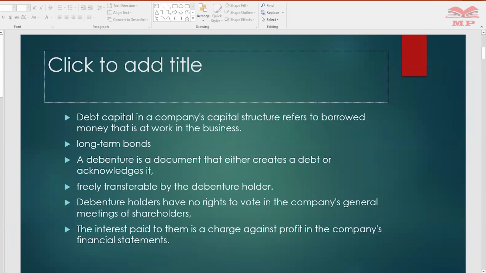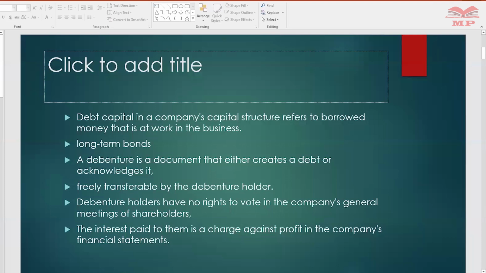So the safest type is a long-term bond, because the assumption is the company has years to work. It has years to repay. And we talk about a debenture. A debenture is a document. It either creates a debt or acknowledges it, and it is a debt without collateral. What does this mean? There's no asset attached to it. They have given the company money, but this agreement is not based on, let's say, that piece of land which the company owns or the cars that the company owns.